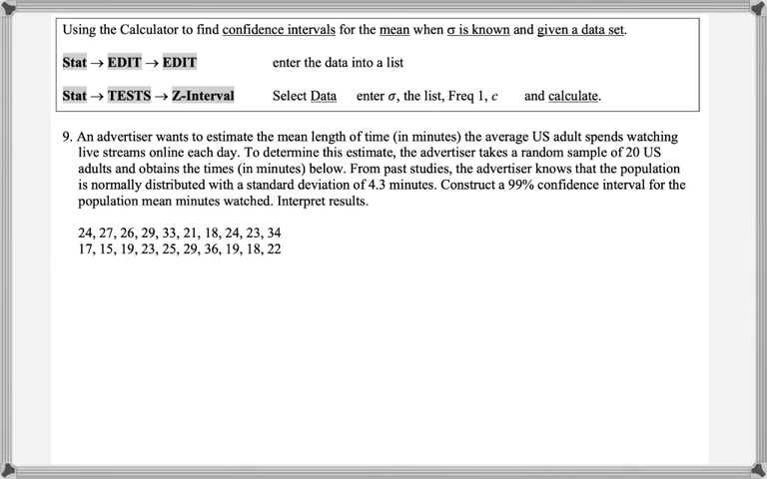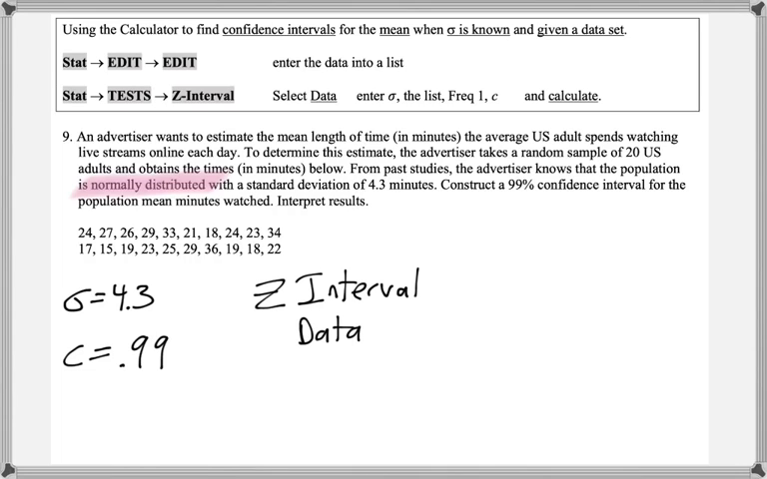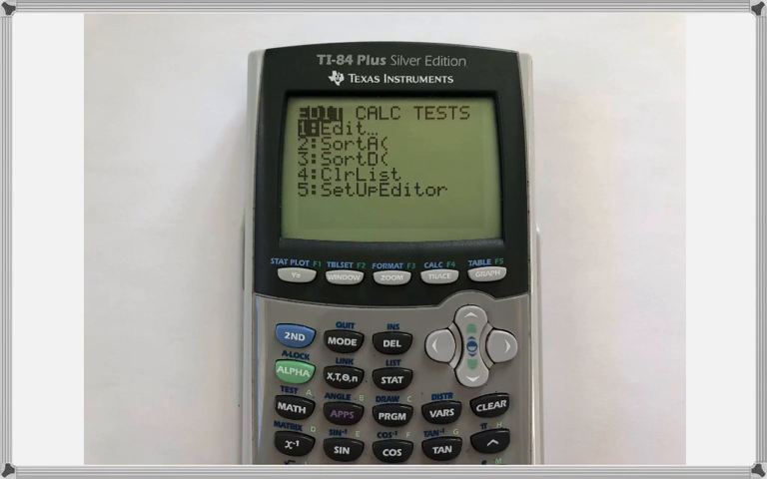So the sample size is only 20. However, we do know that it's normally distributed, so we're okay. So sigma is 4.3. Our confidence level is 0.99, and we want to go to zinterval and then select data. And before we can select the zinterval with data, we actually have to enter in the data.